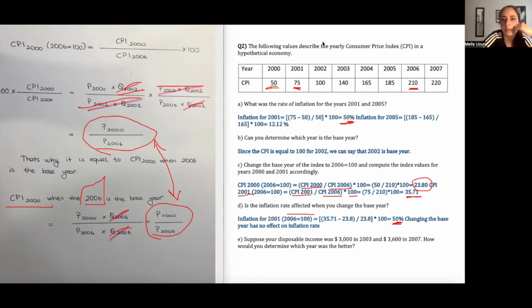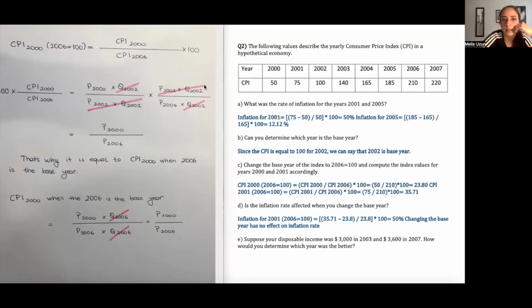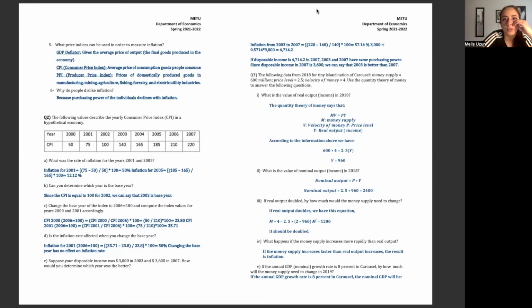So let me clear this up and show you the other question. So the option E asks us, suppose your disposable income was $3,000 in 2003 and $3,600 in 2007. How would you determine which year was better? So how do we calculate that?